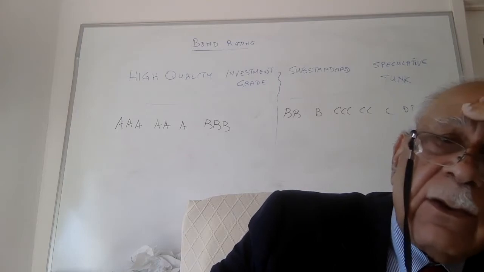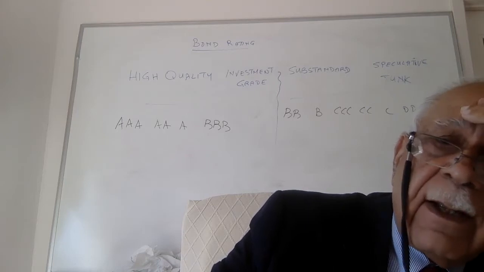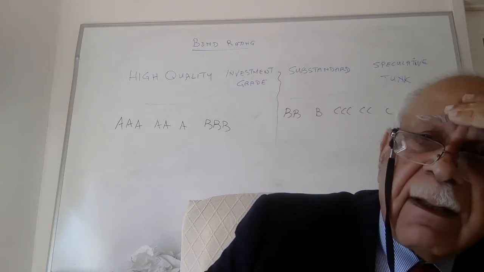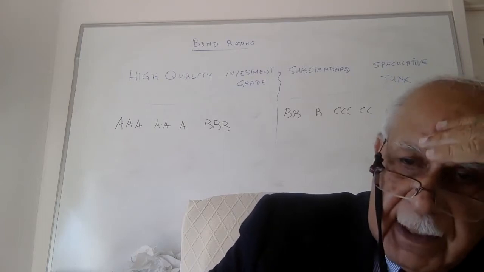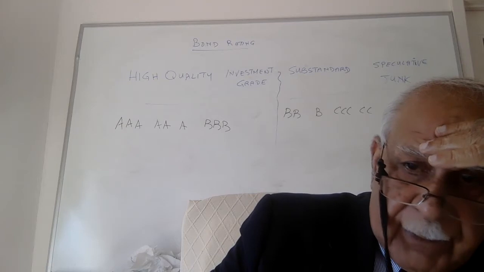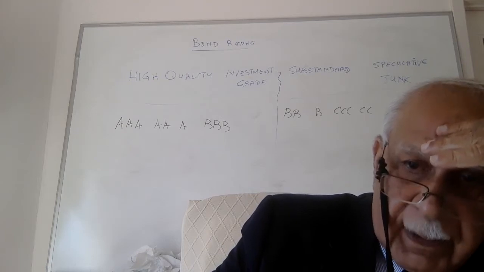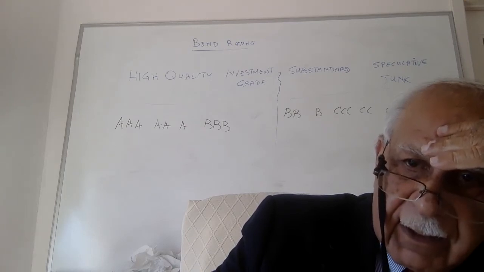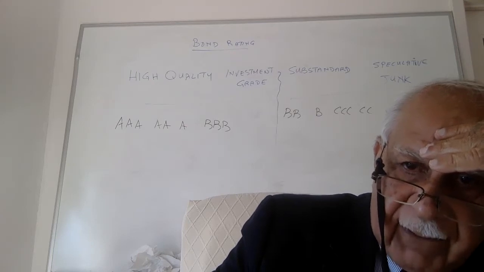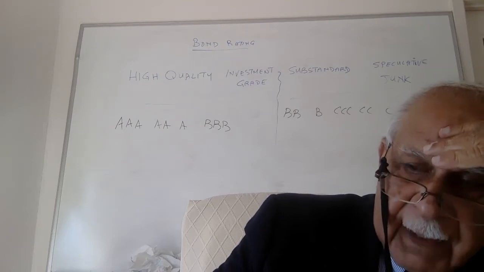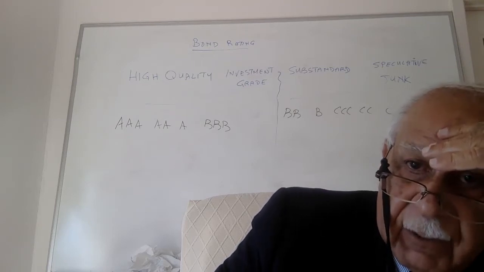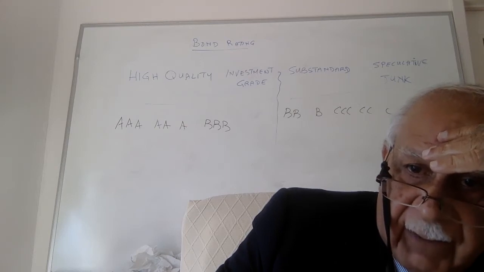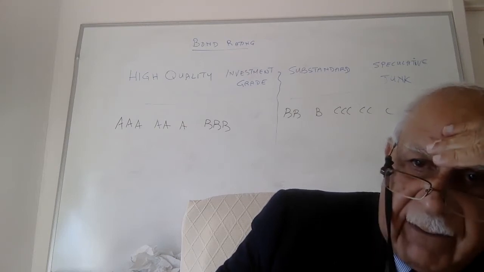I think it's obvious that as we go from high quality down towards the speculative, the quality of the bond decreases. That means the risk increases: the risk of you not seeing your money in 25 years gradually grows all the way to speculative. You can call it junk. That means you may not even see the money after 25 years, or the company may not even exist. That's all the way there.